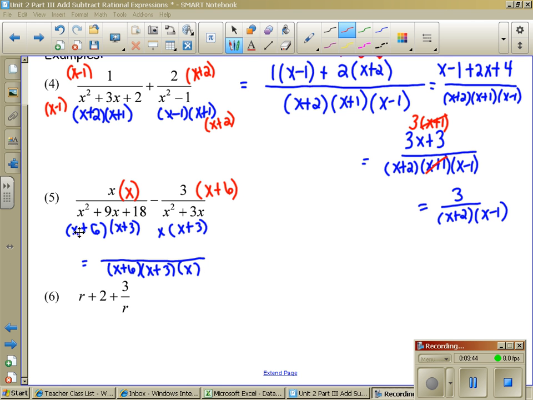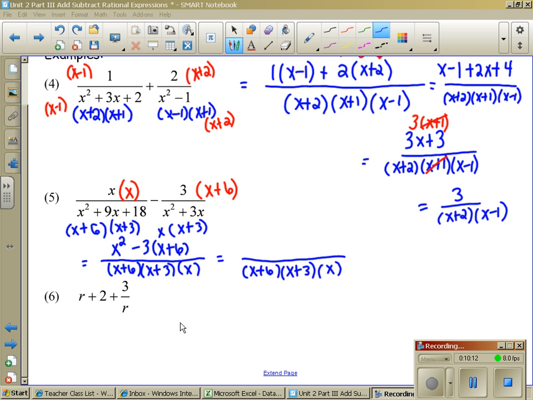Okay, common denominator. So we first had to reverse FOIL the denominators. We need an x plus 6, an x plus 3, an x. We don't need to repeat the x plus 3. This side is missing an x. This side is missing an x plus 6. So if you didn't get this far on your own, stop again, pause the video, and see if you can finish it by yourself.